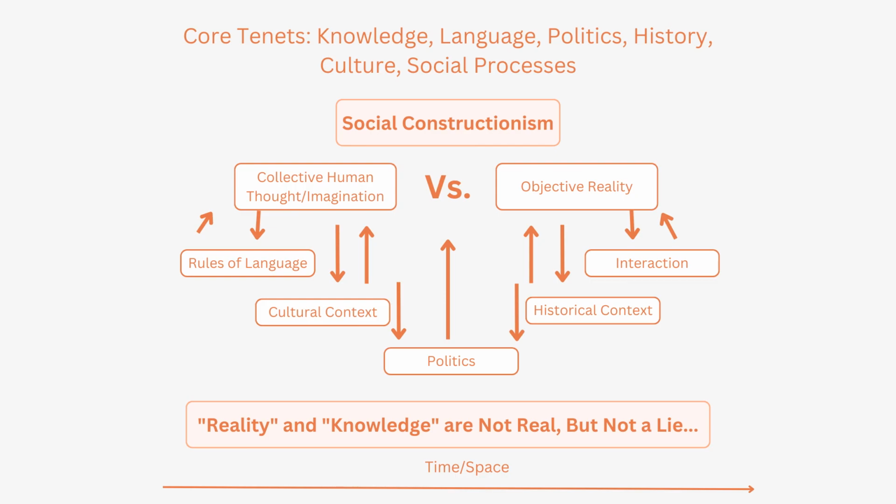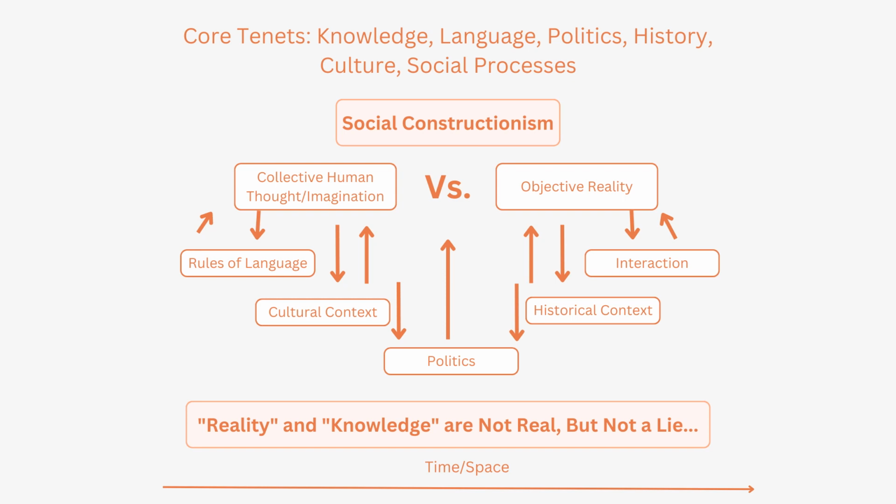In other words, social constructionism sees reality and knowledge, and yes, even science, as merely social constructs or imaginary orders that we create through collective thought, interaction, and imagination, and all of these realities are influenced and shaped by our current language structure, political, cultural, and historical contexts, and through social interaction. Reality and knowledge are not real in an objective sense, but they are not a lie. We'll come back to that later in the course.